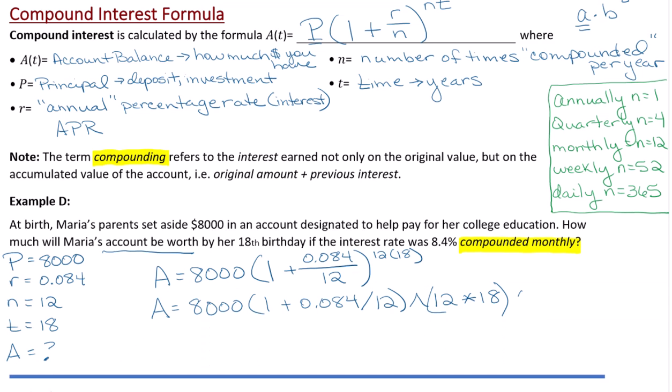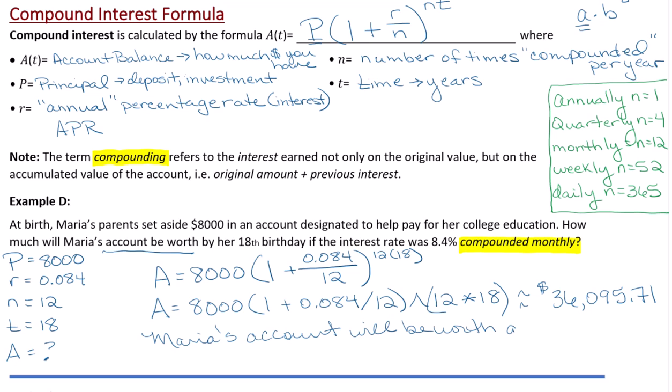So when we put everything in, we will get approximately $36,095.71. So we can say Maria's account will be worth about $36,095.71 on her 18th birthday.